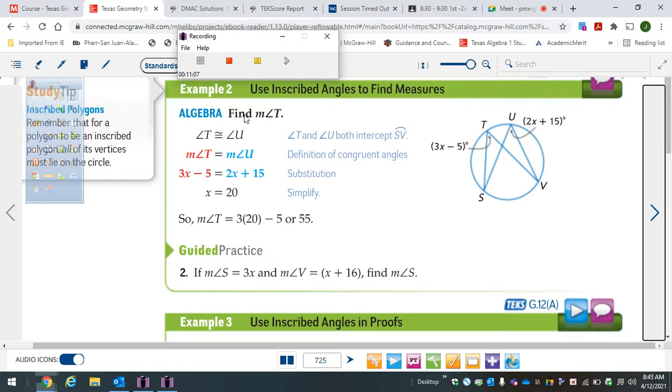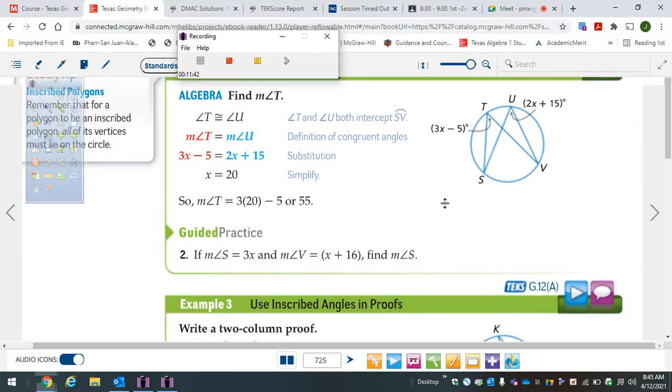So we're going to find the measure of angle T. Angle T is right here, but if you look at how this inscribed angle and this inscribed angle have that arc, that means they're equal to each other. Everything's given to us in terms of x, so we're going to set this equal to that and solve for x. Now we have the x value, but we don't know what angle T is yet, so we'll plug the x value into that one right there. 3 times 20 becomes 60 minus 5, 55. And there we go. Pretty easy, guys. Not too bad at all.